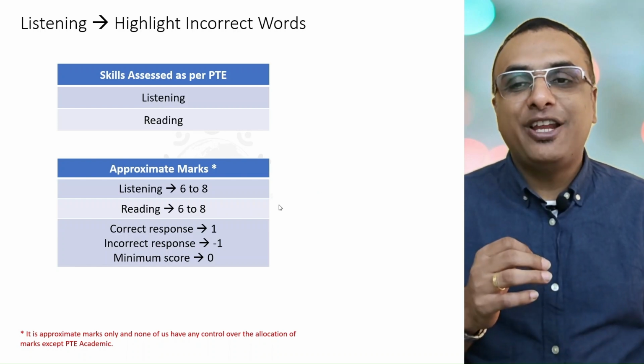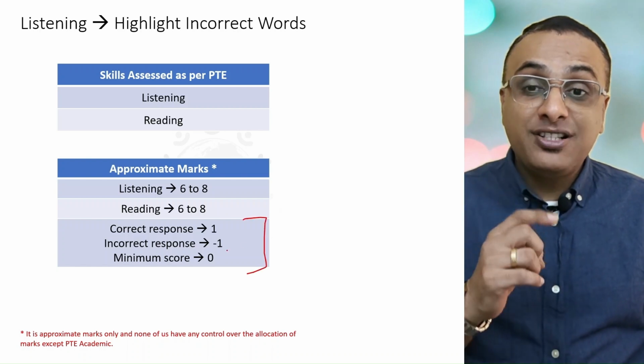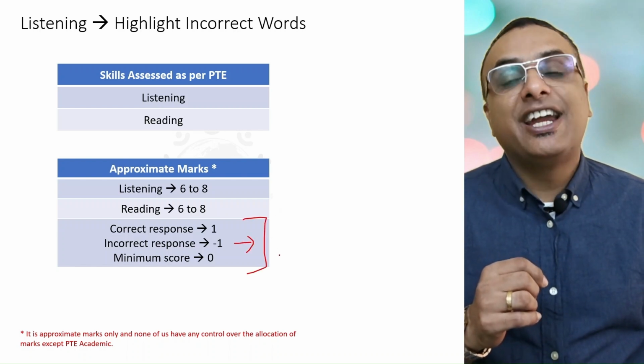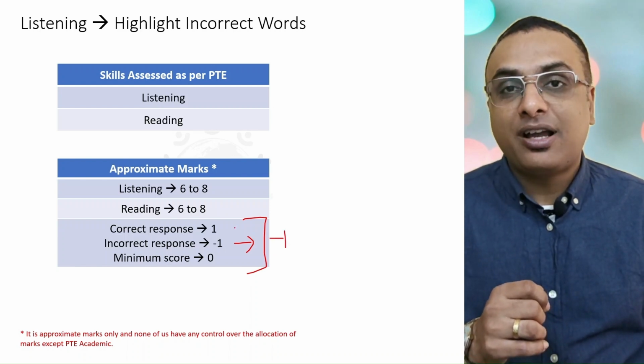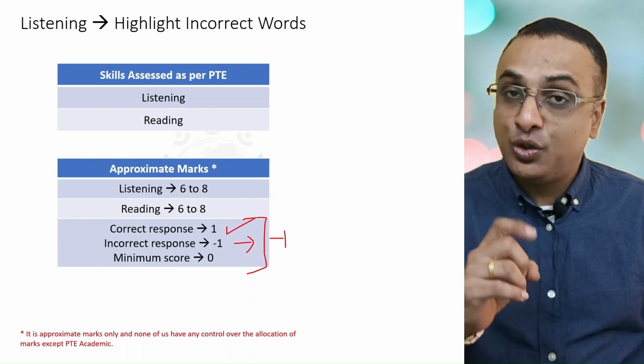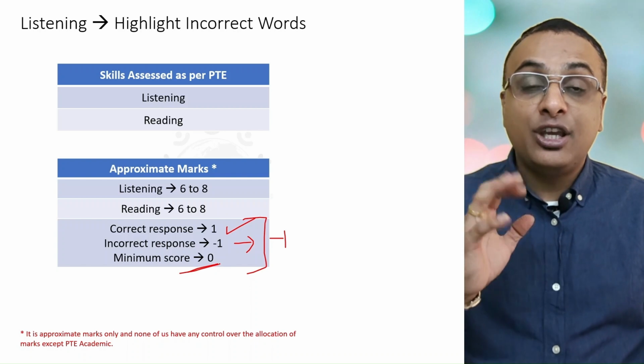Now, let me explain the catch for highlight incorrect words. Pay attention because this particular question has negative marking. If you select an incorrect response, you will get -1 mark. Each correct response can fetch you approximately 1 mark. And the minimum score can be 0 as well.